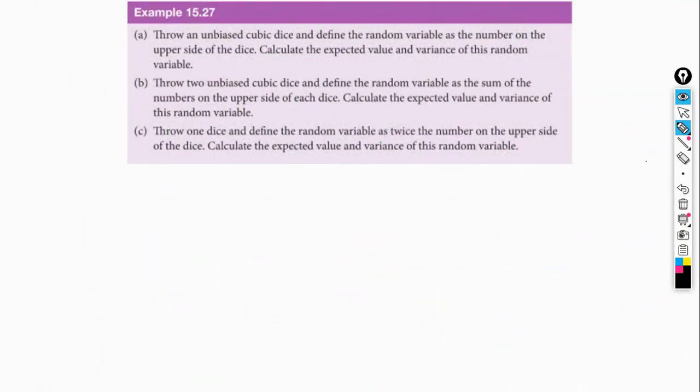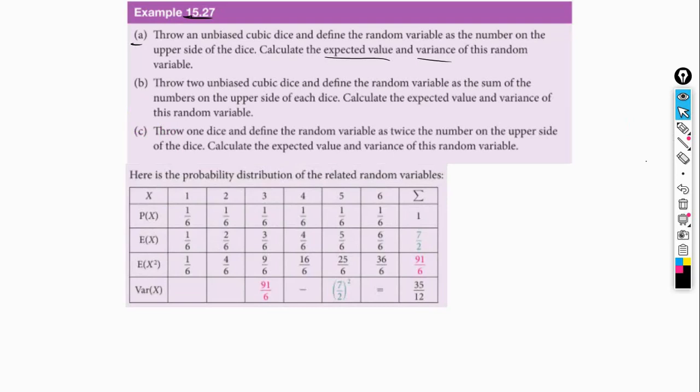So next we have example 15.27. For part A, it says, throw an unbiased cubic dice and define the random variable as the number on the upper side of the dice. Calculate the expected value and the variance of this random variable. So here is the probability distribution of the related random variables. Notice that in this first row, we have the possible outcomes, which range from 1 to 6. Then the probability of each outcome, which is 1/6 for every one of them.